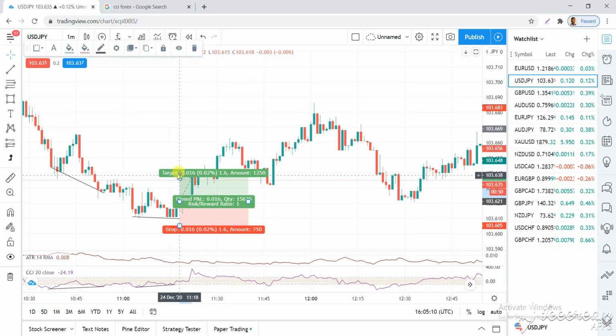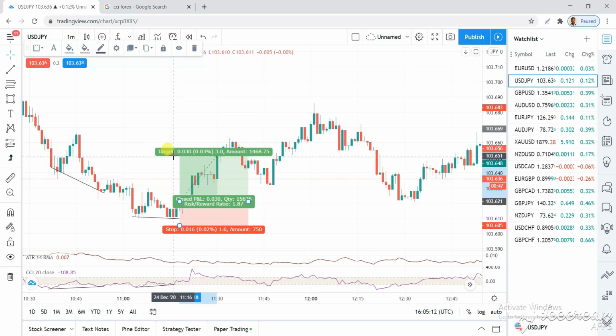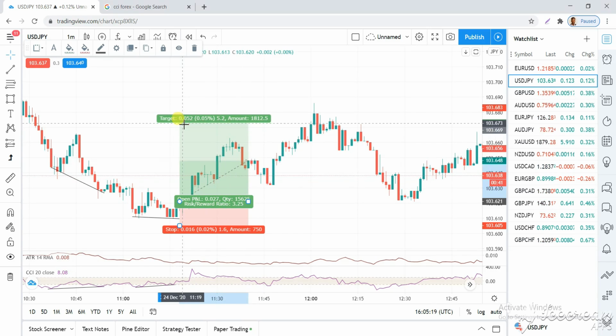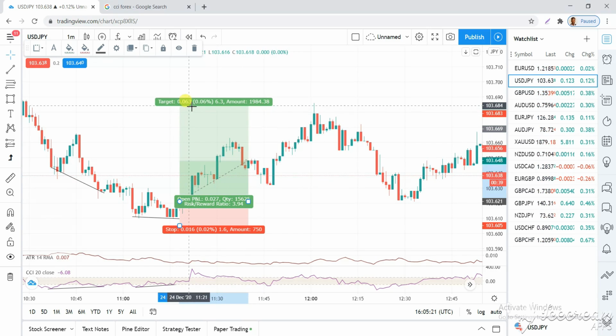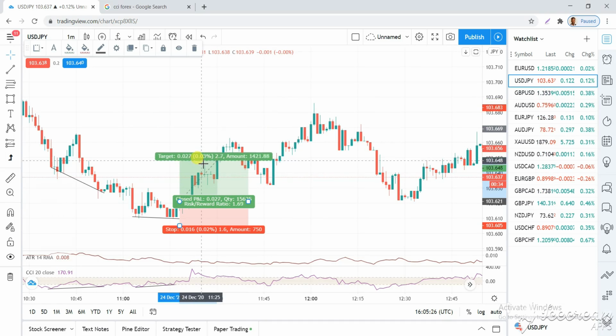88.16, a 16 pip stop for a 1 to 1.5 or a 1 to 2, whichever way you want. So a 1 to 2 was a win, a 1 to 1.5 was also a win, a 1 to 3, 1 to 4, I don't know, whichever one you want to use. But usually I like to recommend a 1 to 1.5 or a 1 to 2R.